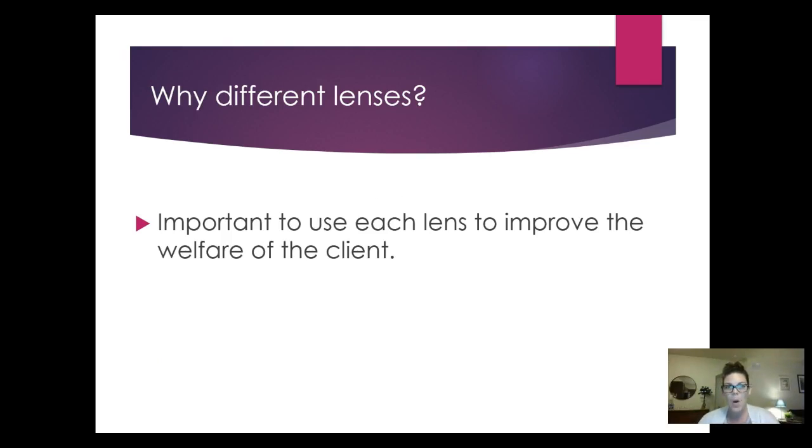All right. Why do we need to use different lenses? The biggest part of this is for you as a student observing, you want to look at how the treating therapist or the graduate student you're observing is using these different lenses to improve the welfare of the client. How are we ensuring that we're pushing them enough but not pushing them over their threshold, their limit? There's a very fine line of where we want to be.